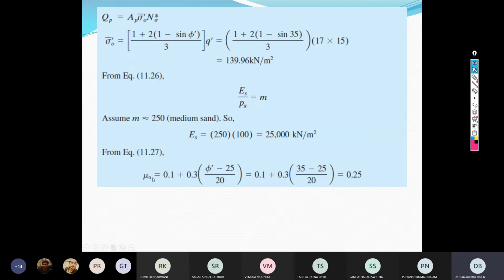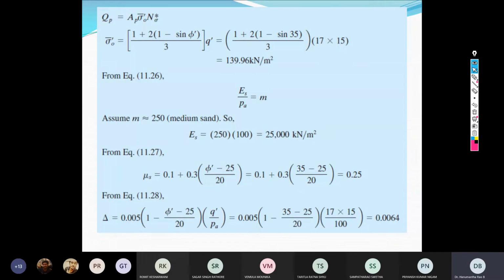The next step is to calculate the Poisson's ratio, mu s. The equation for it is 0.1 plus 0.3 into (phi dash minus 25) by 20. Here only the angle of internal friction phi dash is to be known. Substitute here and simplify, and we get 0.25. That is the Poisson's ratio of the soil. Then compute the volumetric deformation, delta. The equation is 0.005 into (1 minus (phi dash minus 25) by 20) into q dash by pA. Substitute and the volumetric deformation can be calculated as 0.0064.